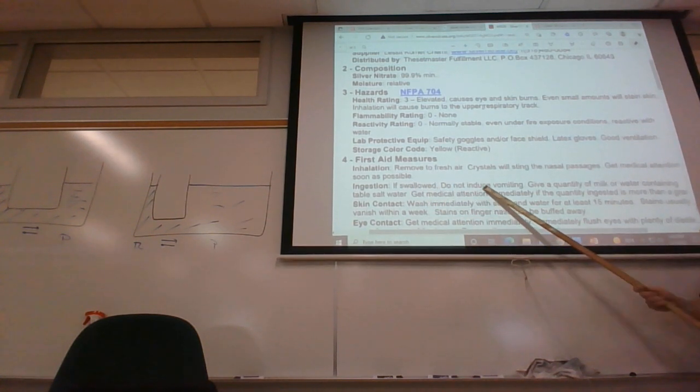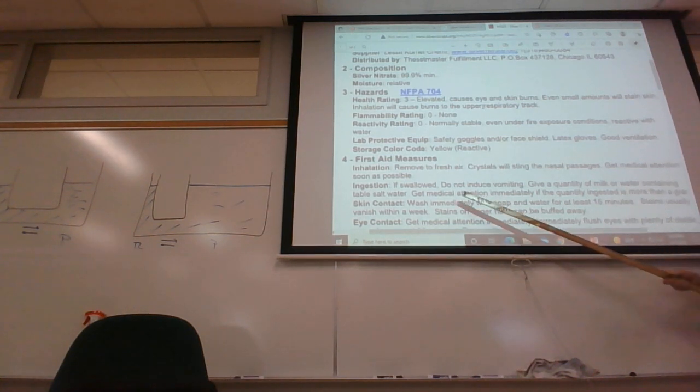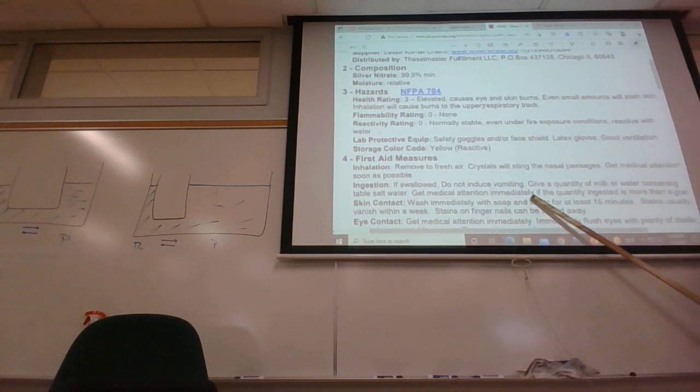Ingestion. If swallowed, do not induce vomiting. Give a quantity of milk or water containing table salt water. Get medical attention immediately if the quantity ingested is more than a gram. I think that's what it says there.